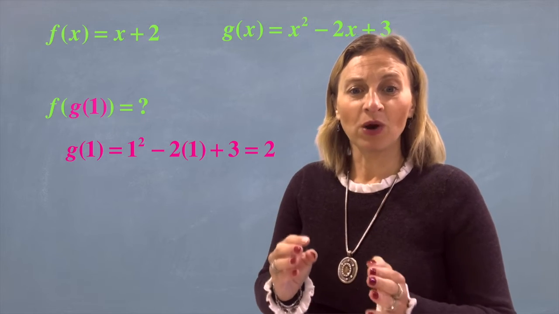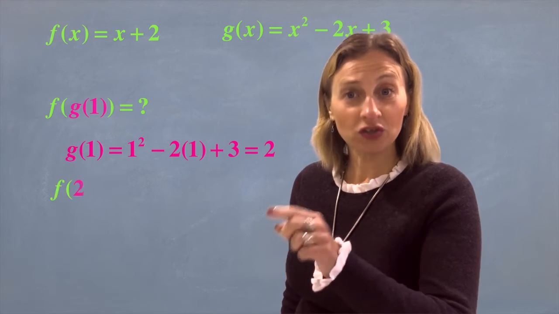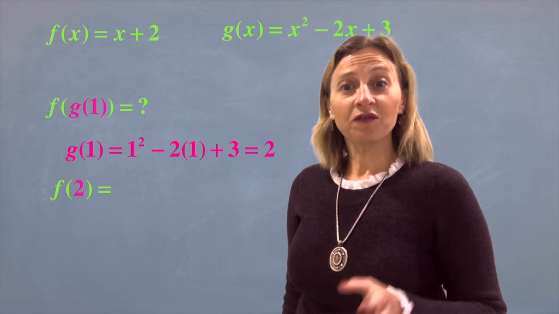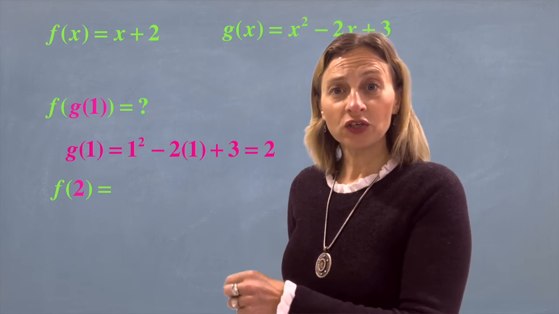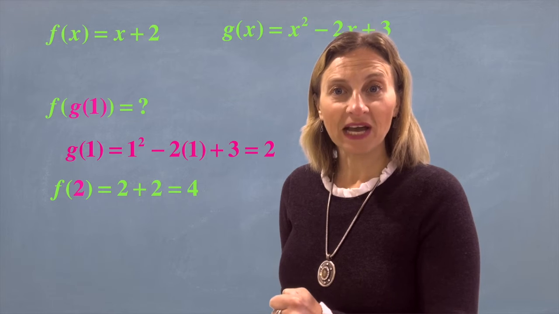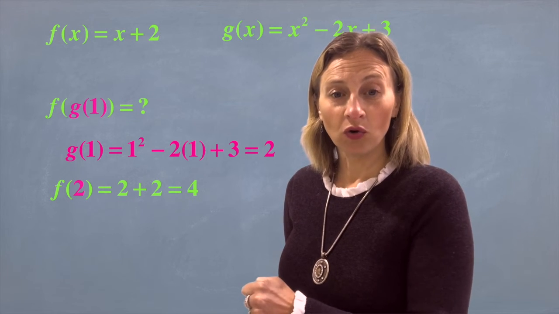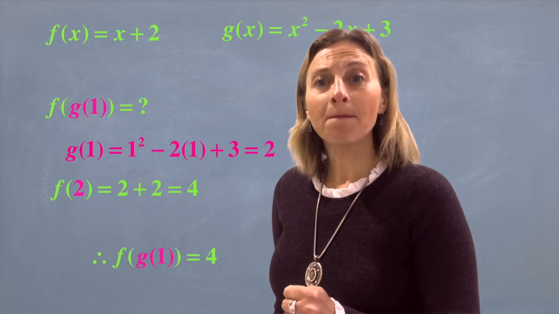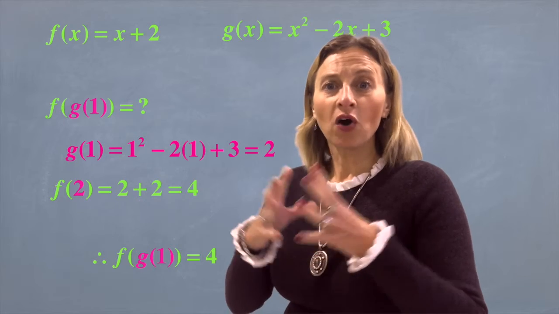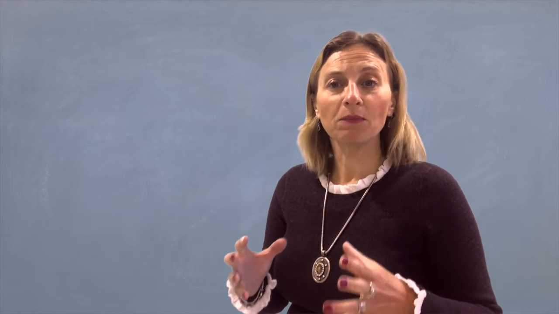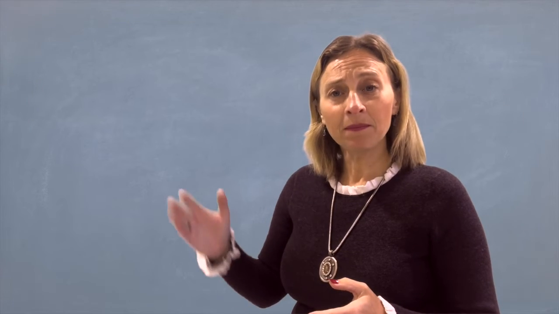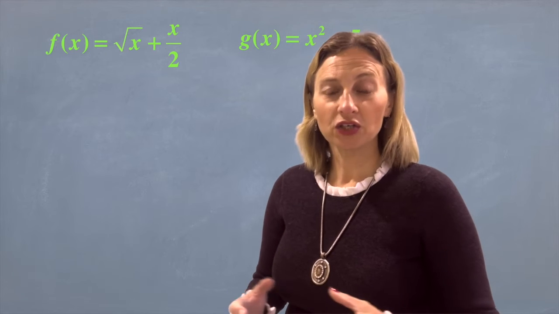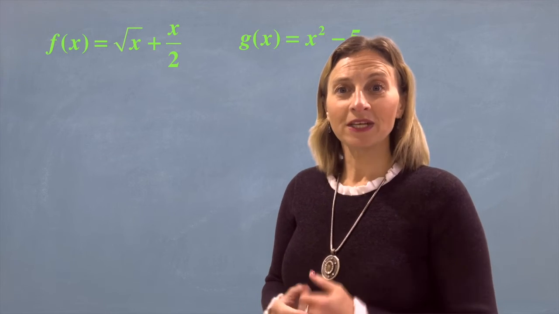Now that you know what g of 1 is, which is 2, you're going to replace that for f of 2. So f of 2 is going to equal 2 plus 2. Remember, wherever there's an x, I'm going to replace it with 2. 2 plus 2 is 4, so f of g of 1 is 4. But remember, we did it bit by bit. Don't try to do the whole thing in one go. It just makes it a little bit more complicated. Try to split things up, keep it methodical, and maths will be a lot easier for you. I don't want to spend too much time on these, so let's do one more example.